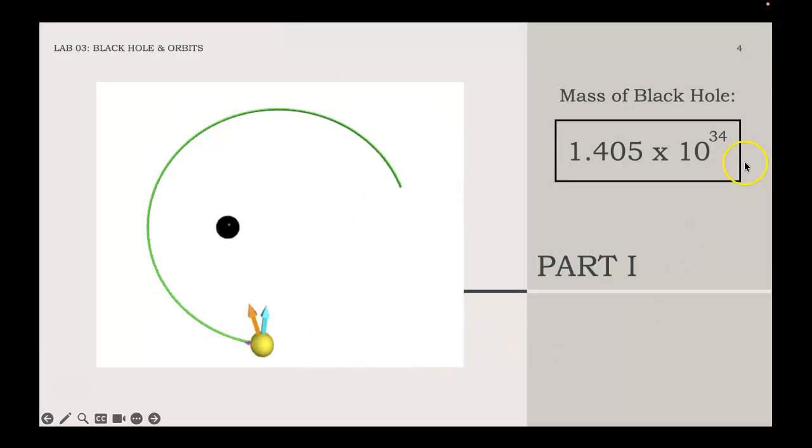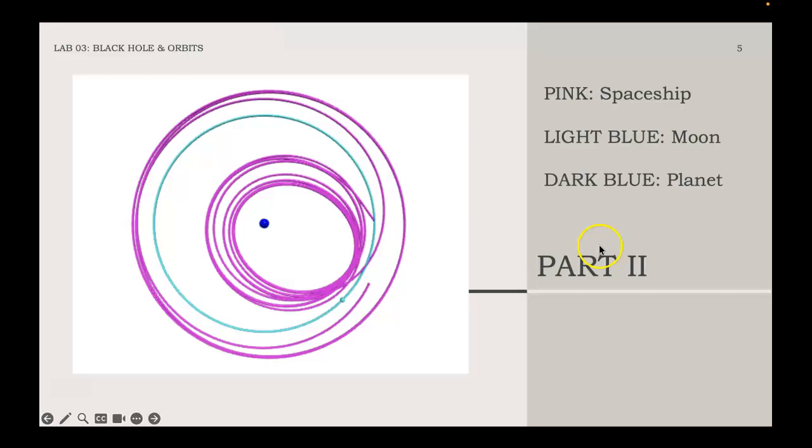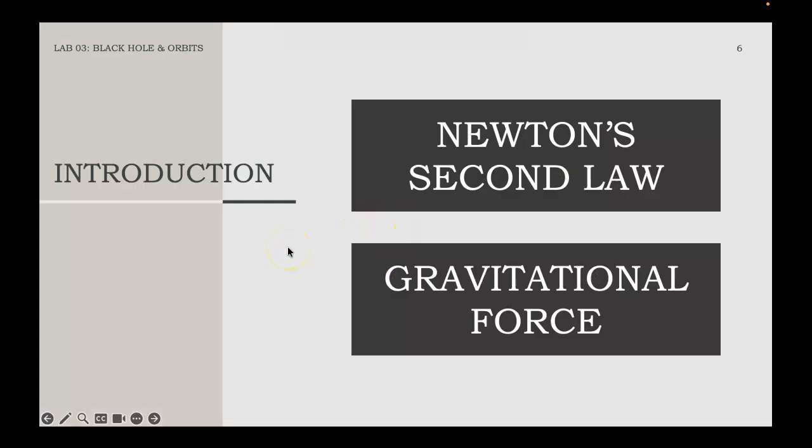This is Part 1. Our mass ended up being 1.4 times 10 to the 34 kilograms, and this is our code here with our black hole, our star, and then the vector arrows, as you can see. Part 2, the pink showed the spaceship's path, the light blue is the moon's orbit, and the dark blue is the planet. As you can see, we couldn't achieve that stable figure-8 orbit, but we did prevent the spaceship and the moon from crashing. So just an introduction of fundamental physics principles.